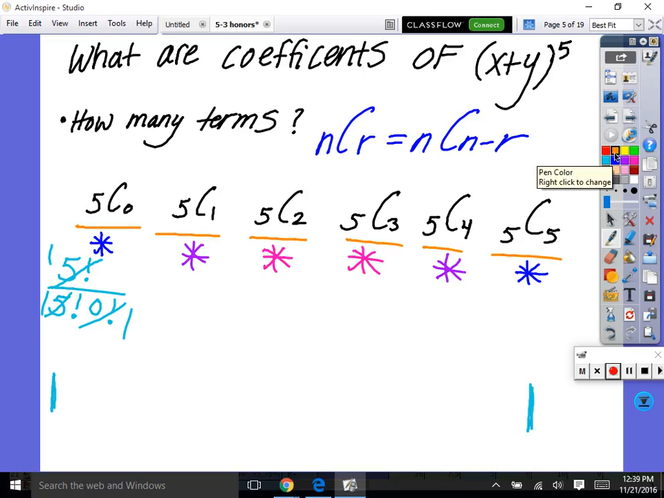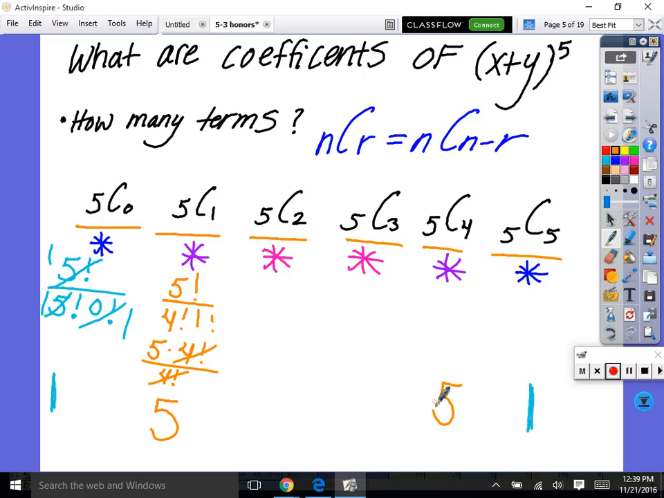Let's do the math for the next coefficient. 5 choose 1. 5 factorial divided by 5 minus 1 factorial, 4 factorial times 1 factorial, which is just 1. Okay, so we have 5 times 4 factorial on top, correct? And then on bottom we have 4 factorial times 1. So don't those 4 factorials divide out? So this is 5, so then this coefficient must also be 5. And we're almost there.